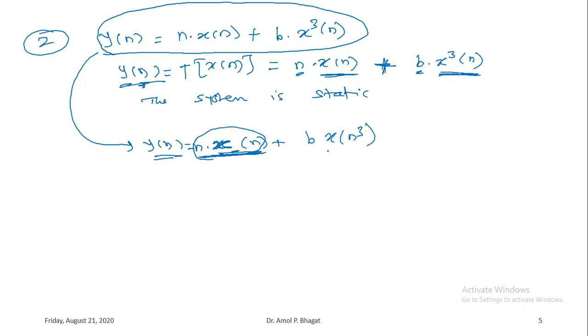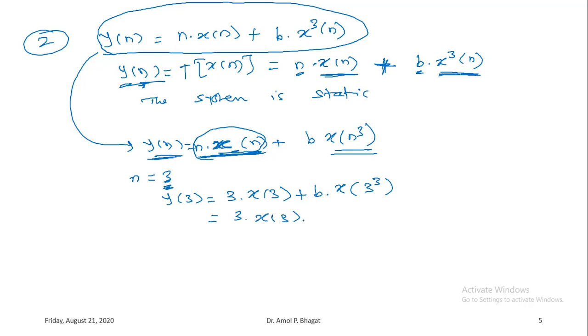sample. But if you observe the second term in this equation, if I am considering the time unit small n is equal to 3, that means I am identifying the response of the system at current time instance 3, right? So how will the input output equation be then? Y of 3 is equal to 3 multiplied by x of 3 plus b multiplied by x of 3 cube, right? So what does it mean? 3 multiplied by x of 3 plus b into x of 27, right?